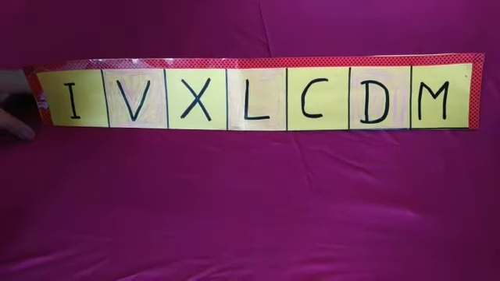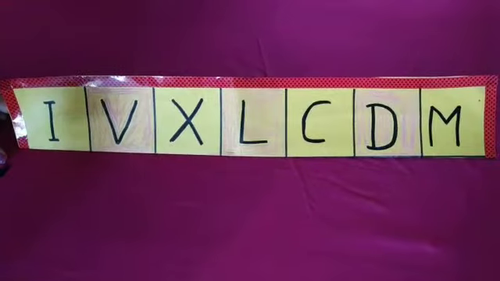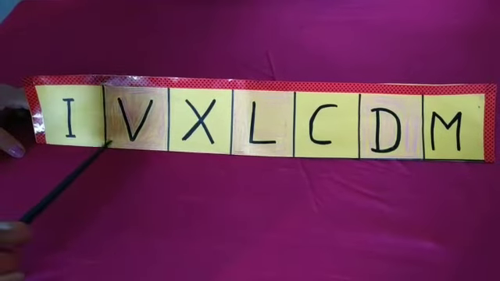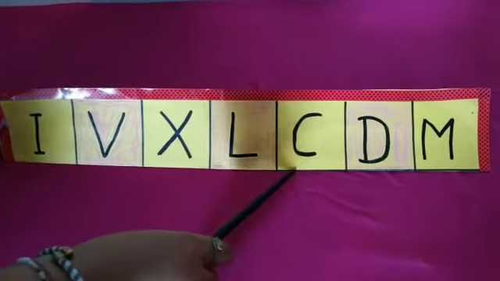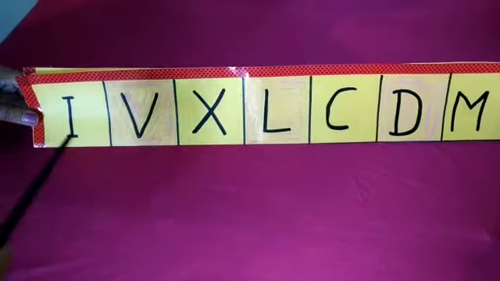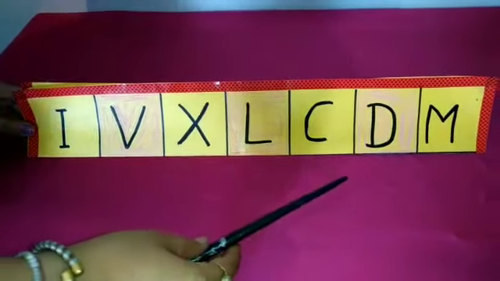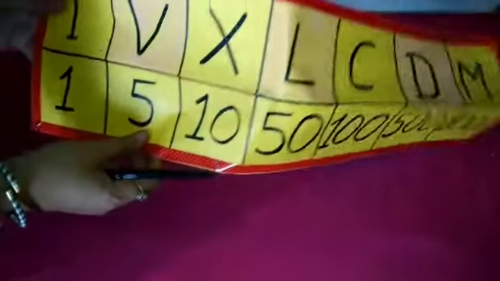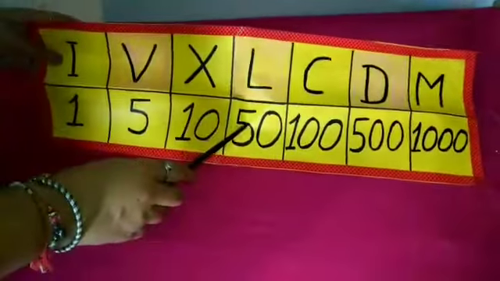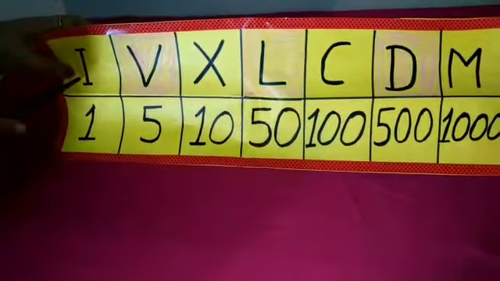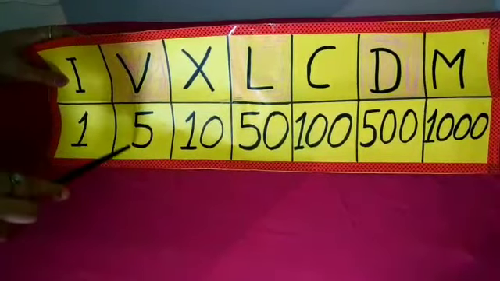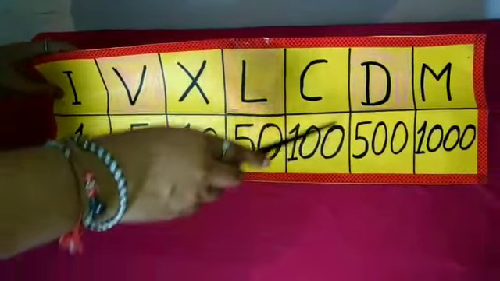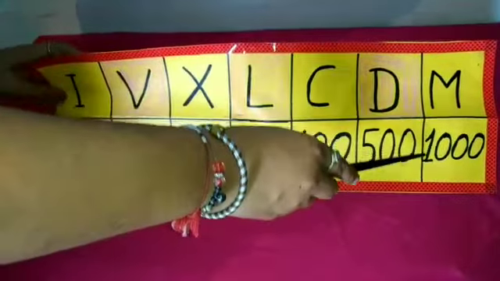So students, to understand the Roman number system, firstly we have to understand the 7 standard symbols of the Roman number system. Those symbols are I, V, X, L, C, D, M. By using these, we will make other numbers. So we will learn what the value of these symbols is in our Hindu-Arabic number system. In the Hindu-Arabic system, I stands for 1, V stands for 5, X stands for 10, L stands for 50, C stands for 100, D stands for 500, M stands for 1000.